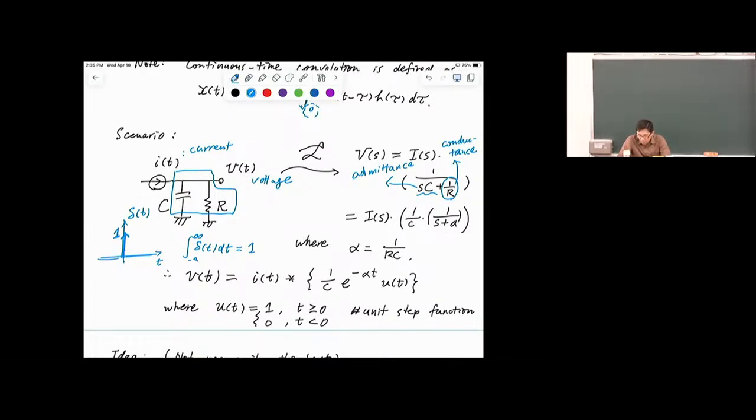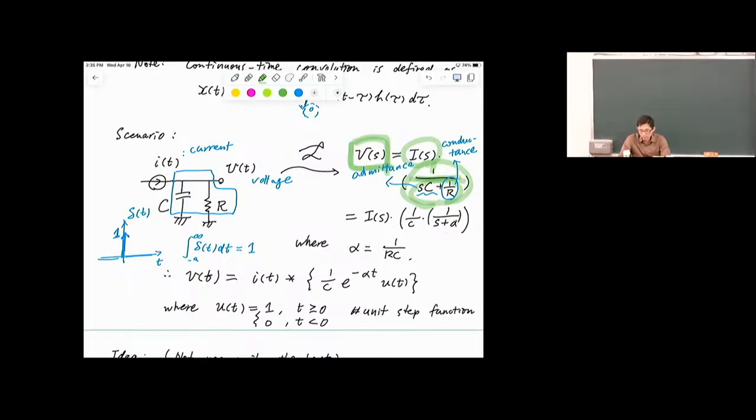Then we know V equals I times impedance, and the impedance is simply 1 over the admittance. So when we multiply our current in the Laplace domain with the impedance, which is 1 over that, the result is the Laplace transform of the voltage. It should be fairly straightforward if you know the Laplace transform.